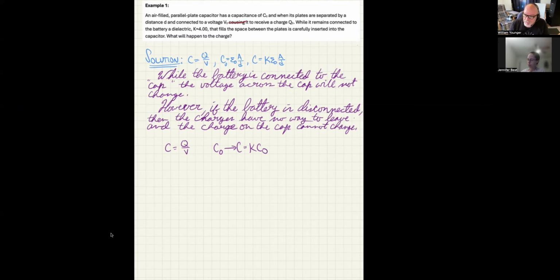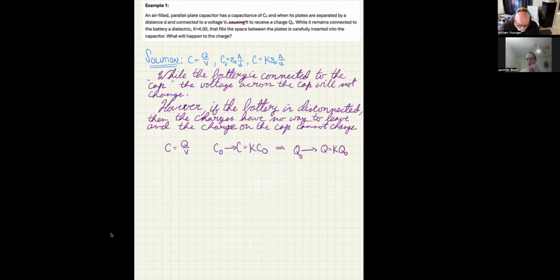And we know the voltage can't change. Because of that, we can look at C equals Q over V and realize that Q must go from Q0, which we assume was the charge it initially had, to Q, which is actually equal to K times Q0. Did you see how I made that leap, Jennifer?